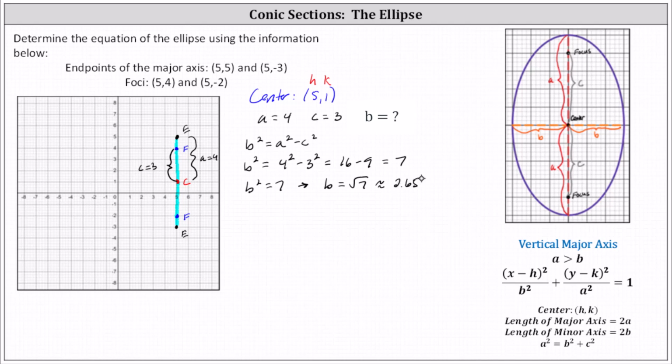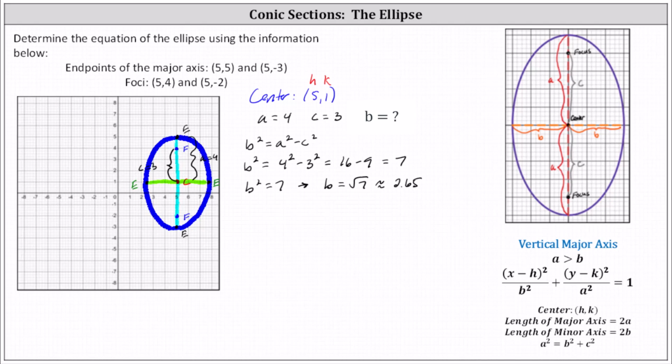So if we want to make a rough sketch of the ellipse, we can find the endpoints of the minor axis by starting at the center and moving left and right approximately 2.65 units, or exactly square root 7 units. Starting at the center and moving right approximately 2.65 units, this would be one endpoint of the minor axis. Going back to the center and moving left approximately 2.65 units, this would be the other endpoint. So this would be the minor axis, and now we can make a rough sketch of the ellipse. The ellipse would look something like this.